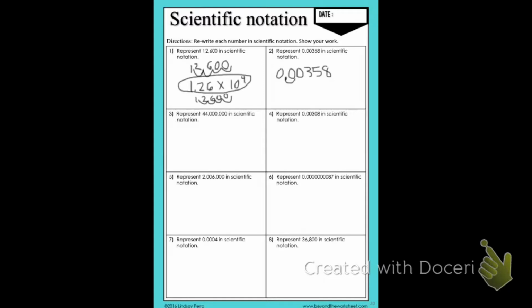these numbers. So 1, 2, 3. Okay, so it's in between the 3 and the 5. The first two numbers right there, if you're reading from left to right, the first two, and it's going to be 3.58. Now it does not include the zeros, so we don't have to include the zeros. Over 1, 2, 3. It's going to be times 10 to the negative 3.